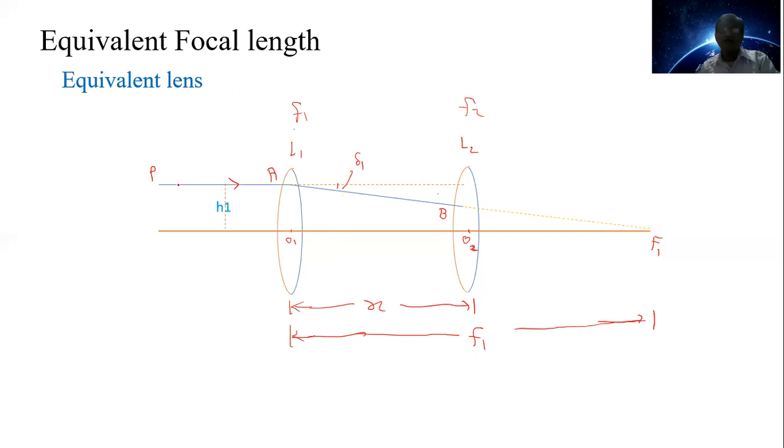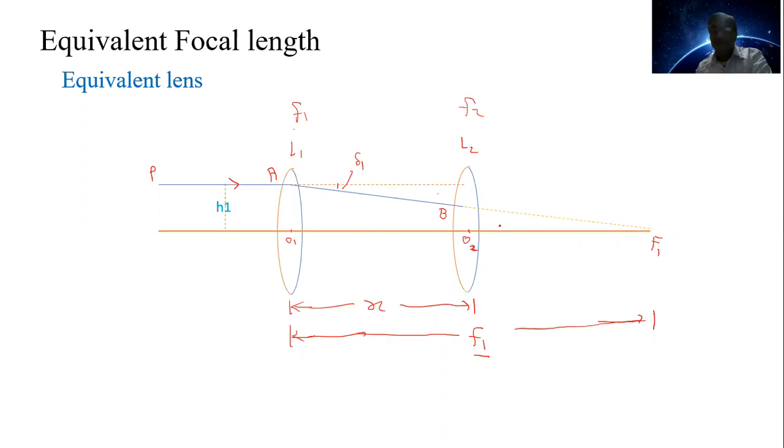We saw in the definition that a parallel beam of light meets at the focus point, and the distance between the focus point and the optical center of the lens is called the focal length, and therefore O1 F1 is equal to f1. Small f is used for focal length here.